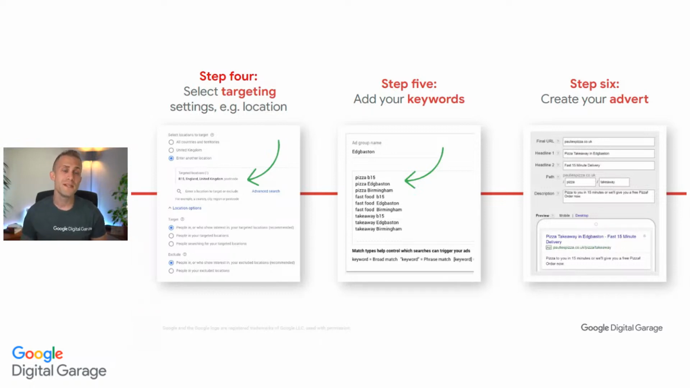And then step number six is create your advert. Put in the headline that's going to capture the attention of your audience and your customers, adding the final URL, which is essentially the link that you would like them to land on, which is probably going to be your website. And then you can look at what it will look like on a mobile device and a desktop, and then you are ready to go. So that was the first part of today's session.